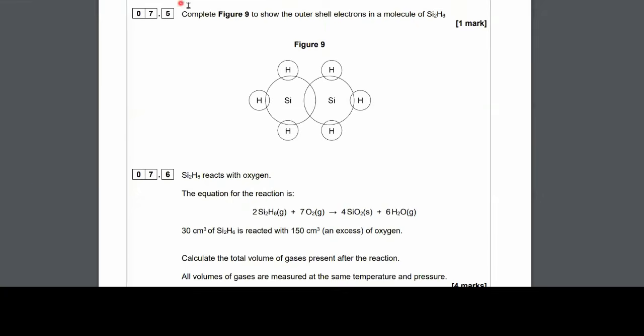Now, Si2H6 is a covalent compound of silicon and hydrogen. 7.5, complete figure 9 to show the outer shell electrons in a molecule of Si2H6. So what we need to do here is check how many outer electrons are in each of these. And if we go to our periodic table, silicon is in group 4. So I want 4 electrons from silicon. I'm going to put them all on the line there. And I want 4 electrons from the other silicon. I can use a different color, which is lovely.